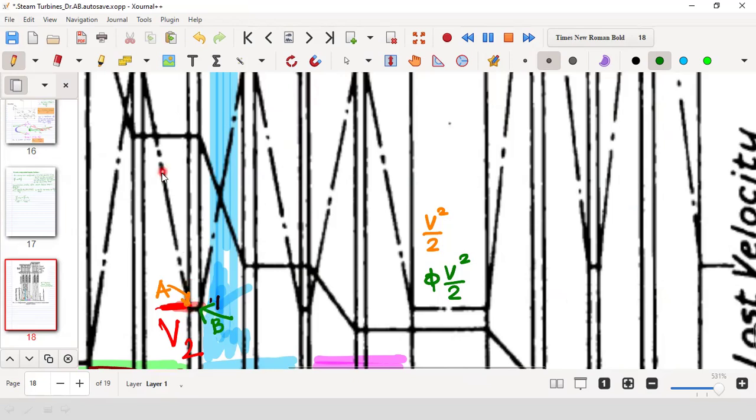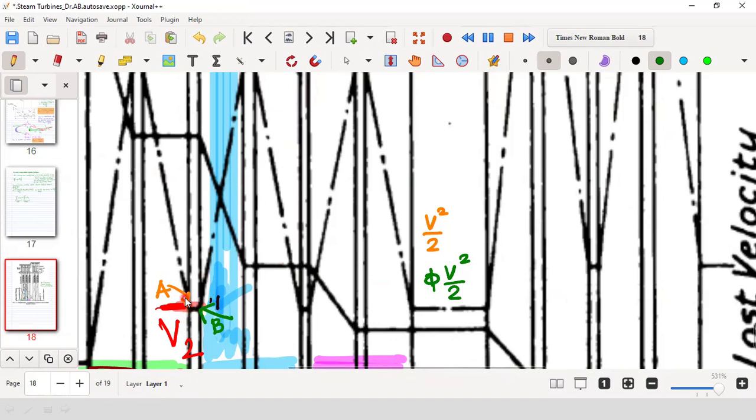Here you see that as it comes from the moving blade, there is no change in velocity within this passage, in this gap between stage one and stage two. It is the ideal case. But actually, from the outlet of stage one to the inlet of the nozzle of stage two, there is a change in velocity. So that change is given by a coefficient called the carryover coefficient phi.